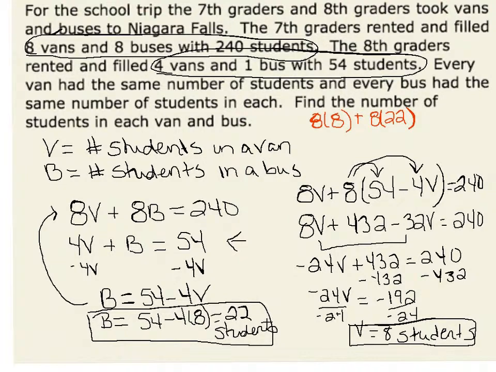I know 8 times 8 is equal to 64. And I'm going to add that to 8 times 22, which is 176. 176 plus 64 is indeed 240 students. Verifying that 8 students were in the vans and 22 students were in the buses.